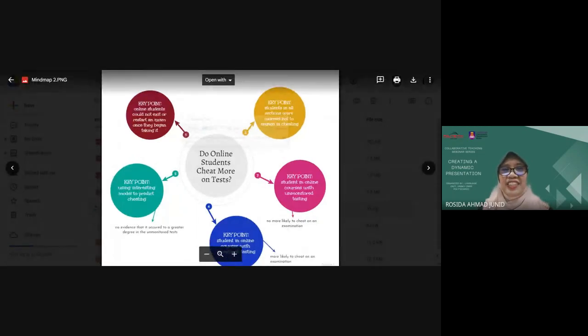Isn't it interesting? For example, this is what my students did. They had a topic: do online students cheat more on tests? This is what I gave to my students. They came up with the questions, and in their presentations they needed to summarize the presentation. So they have it in the form of an infographic like this. This is called a mind map.